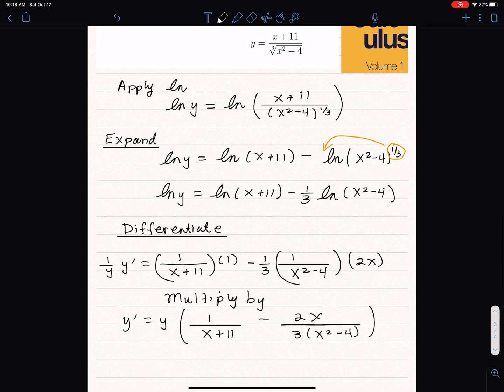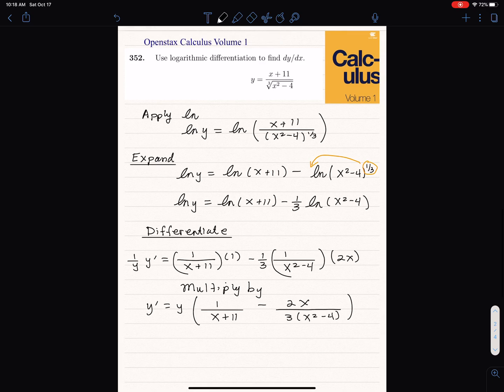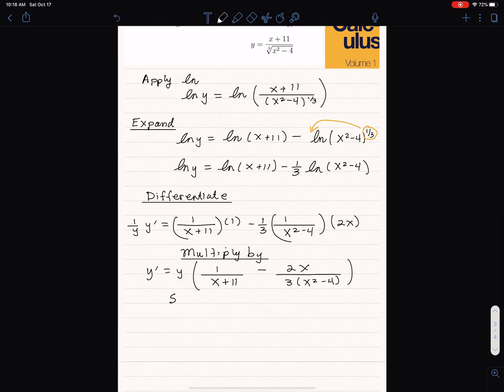And then, well, what's y? I need to put back what y is. So substitute back for y. What I just mean there is I'm going to replace y by what it says it is originally. It's x plus 11 divided by the cube root of x squared minus 4. It's a lot, but let's just go for it.